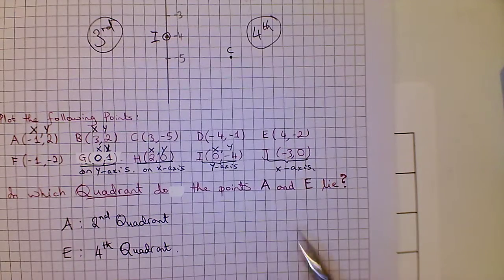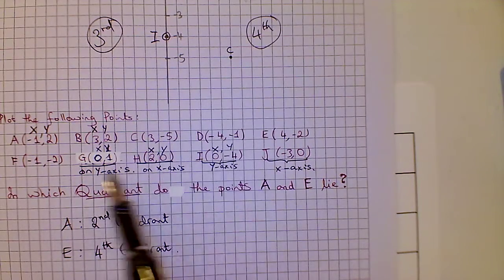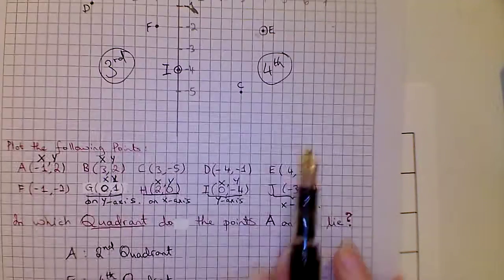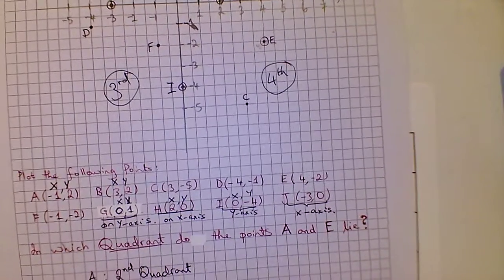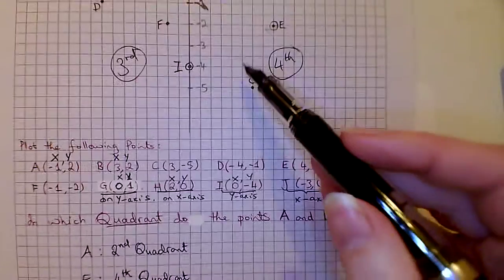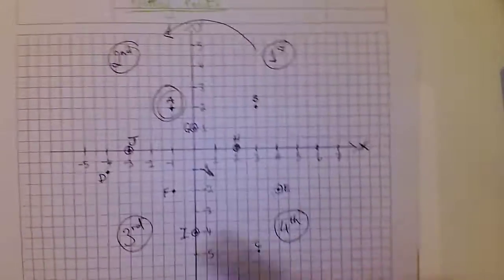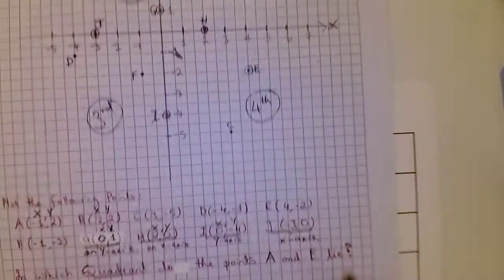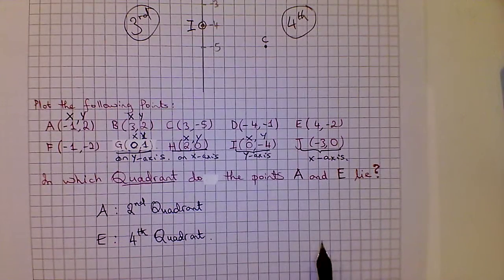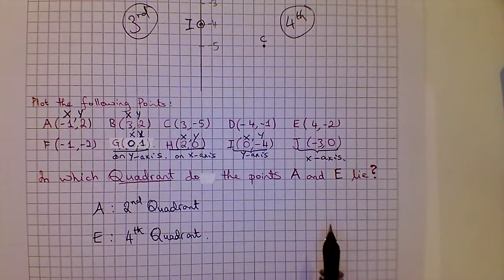What if I'd asked where G, H, or I are? They're not in any particular quadrant. They are on an axis. Okay, so anything that's between the axes is in one of the four quadrants. Otherwise, it is on an axis. Okay, so make sure you have those notes taken down into your notes copy, and you will be doing some practice with this next.